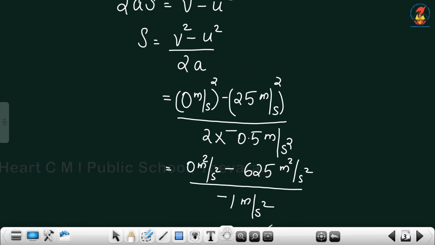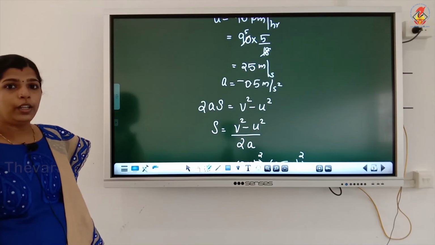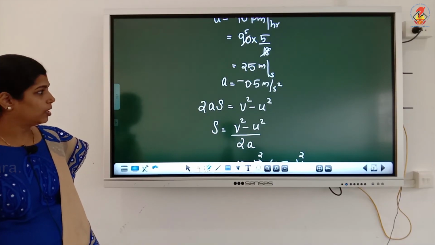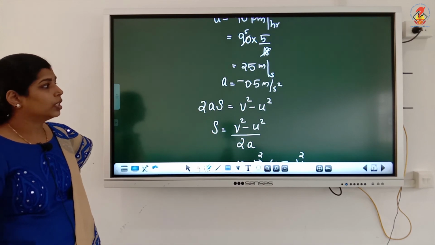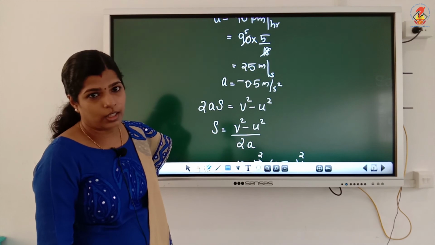So, in this problem, time is not given. Initial velocity, final velocity and acceleration are given. So, we use the third equation and we find the answer.